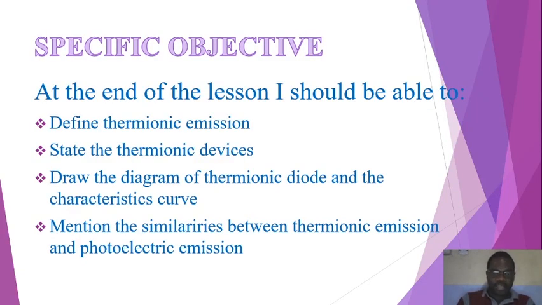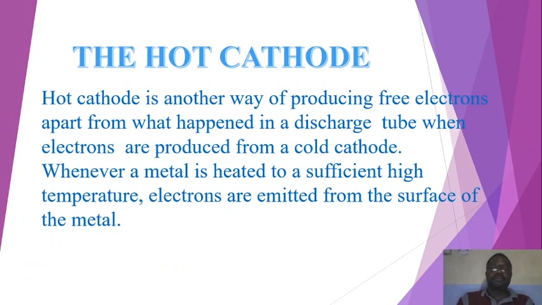Now, specific objective. At the end of the lesson, I should be able to define thermionic emission, state the thermionic devices, draw the diagram of thermionic diodes and the characteristics curves, then mention the similarities between thermionic emission and photoelectric emission. Okay, the hot cathode.